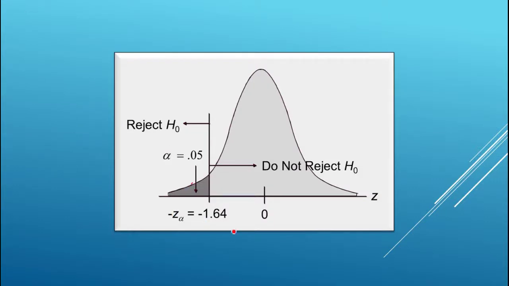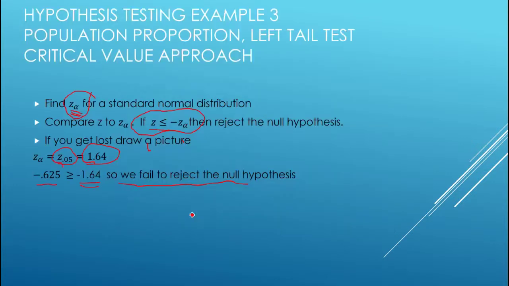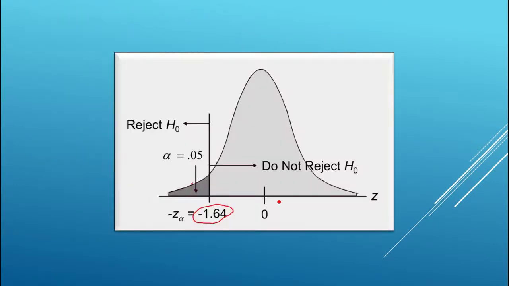And again, it's the same picture, except here I'm looking at the critical value, and I'm looking at the value of my test statistic, which is minus 0.625. Minus 0.625 is out here somewhere. That's the value of my test statistic, and it doesn't make it into this rejection region. So here I'm comparing, with the critical value approach, the value of my test statistic to my critical value that I've looked up in a table, minus 1.64.